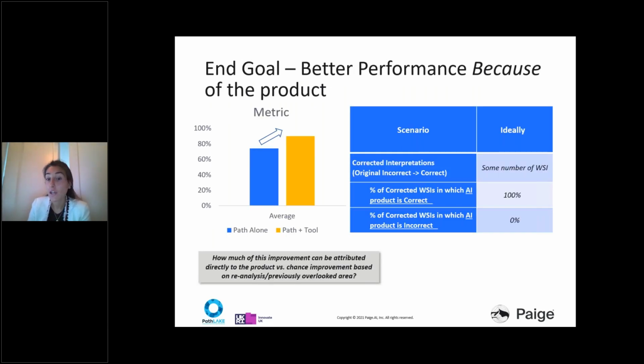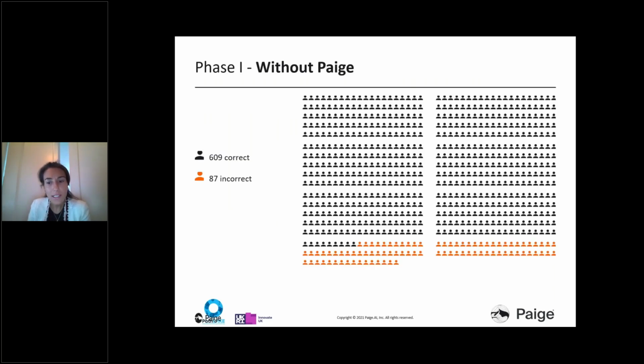And for that, we really need to take a critical eye at these corrected interpretations, as you see in this table, where the pathologists were originally incorrect in their assessment, but then corrected their assessment on the same slide after being shown the results of an AI. Specifically, we need to look at the percentage of the corrected whole slide images in which the AI presented the correct result to the pathologist. Ideally, that's 100%. We also need to look at the percentage of the corrected whole slide images in which the AI presented the incorrect result, and yet the pathologist still got the answer correct. So we did this exact analysis in the study I presented.